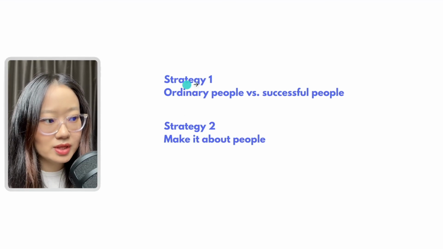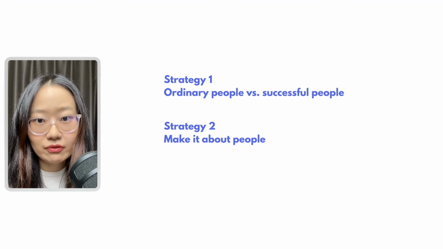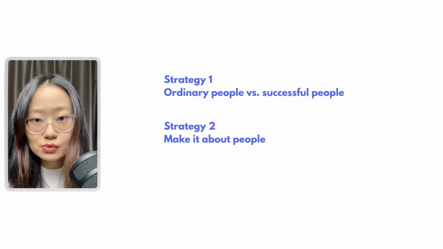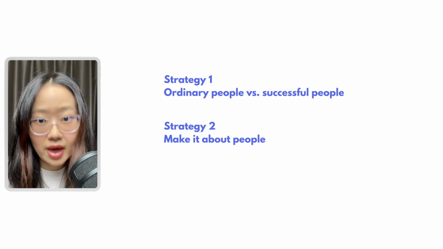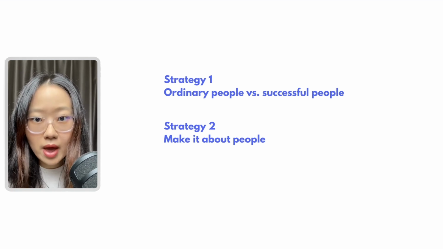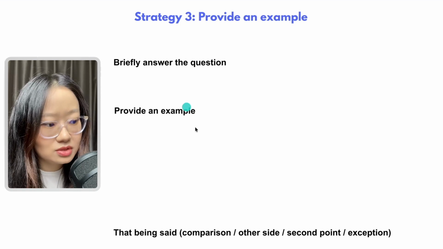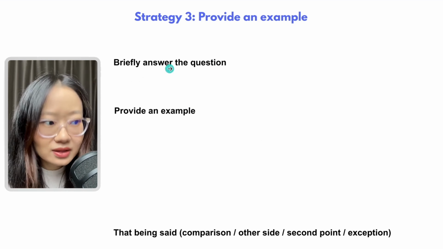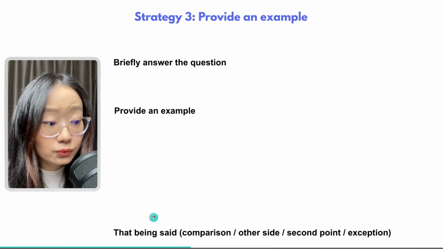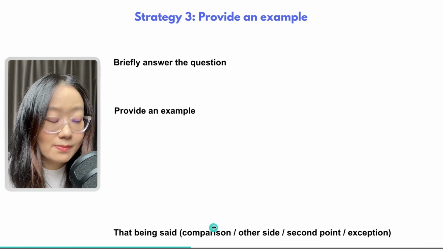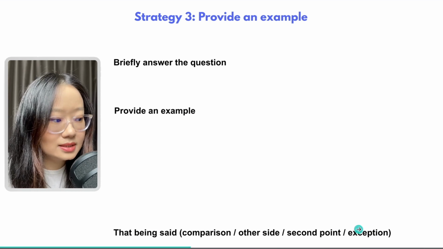The questions in strategies 1 and 2 are quite challenging, so we need effective methods to handle them. But the rest of the questions we will be covering in this video are not that difficult to answer. The key to giving a long answer is to provide an example. So we still follow this structure. We first briefly answer the question and then provide an example. And finally, we use that being said to add a comparison, the other side, a second point, or an exception.